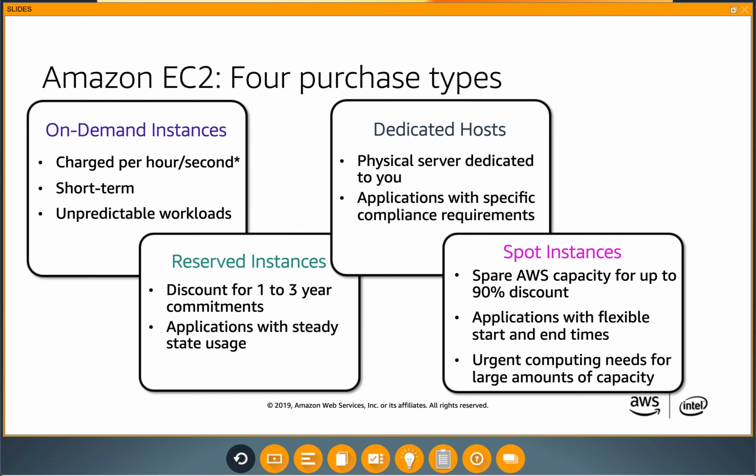Customers can receive up to 75% discount over the on-demand price when they commit for a 1 to 3 year period. The third option is dedicated hosts. These are physical servers dedicated to customers. They are typically used when customers want to bring their own license into AWS. The fourth option is spot instances. Customers can pay for spare AWS capacity and receive up to 90% discount over the on-demand price. This is a great option to gain access to large amounts of capacity at a heavily discounted cost.